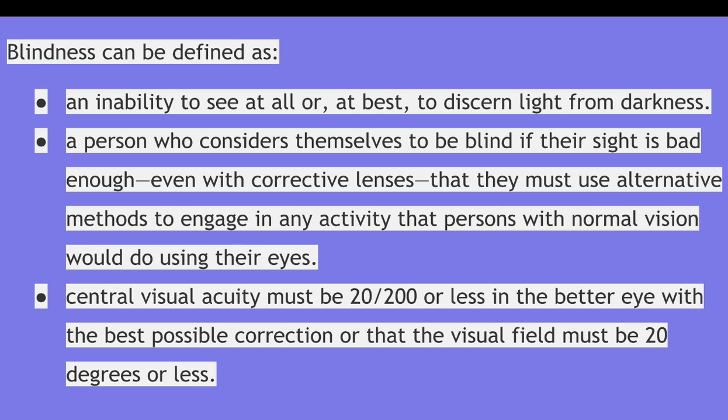Another type of impairment is blindness, and blindness can be defined as an inability to see at all or, at best, to discern light from darkness. Someone can also be considered blind if their sight is bad enough, even with correction, and they might also use alternative methods to engage in any activity that people with normal vision would do just by using their eyes. It also means that their central visual acuity is 20/200 or less in the better eye with the best possible correction, or the visual field must be 20 degrees or less.